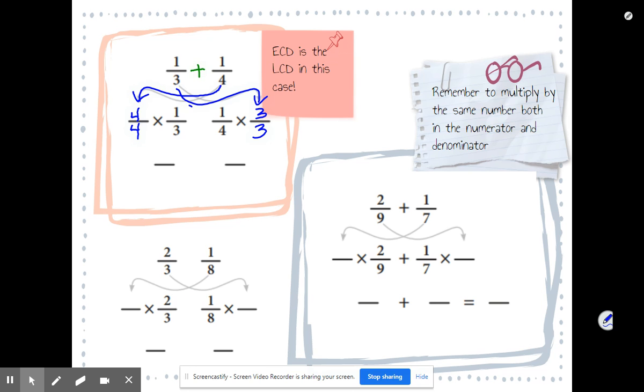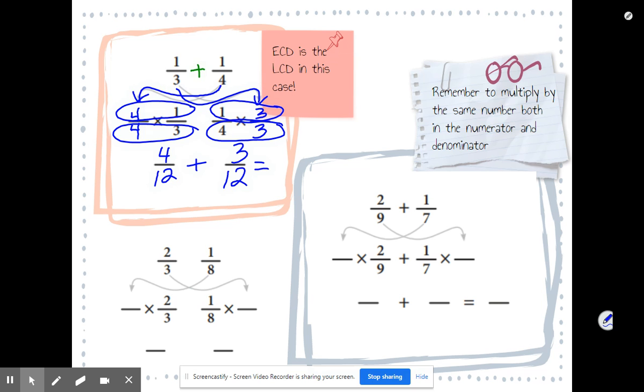Then I'm going to redo these fractions. 4 times 1 is? 4. 4 times 3 is? 12. Good. 1 times 3? 3. 4 times 3? 12. Now, 4 plus 3? 7. 12. 12 plus 12? 24. Nope. No. Nobody's catching that?